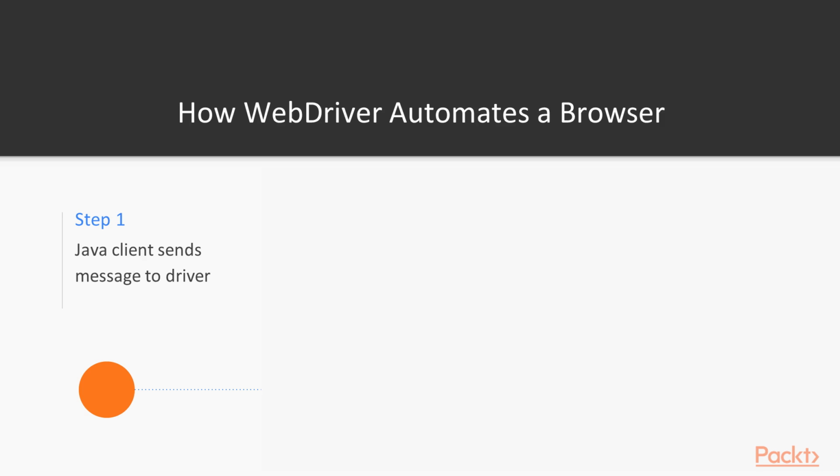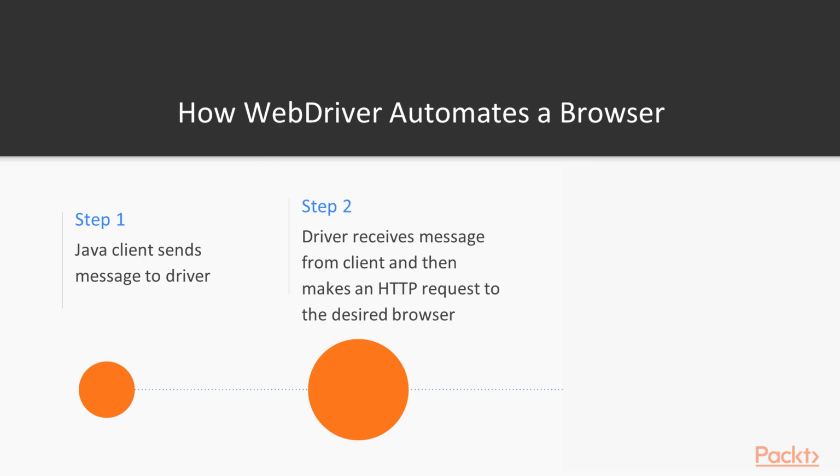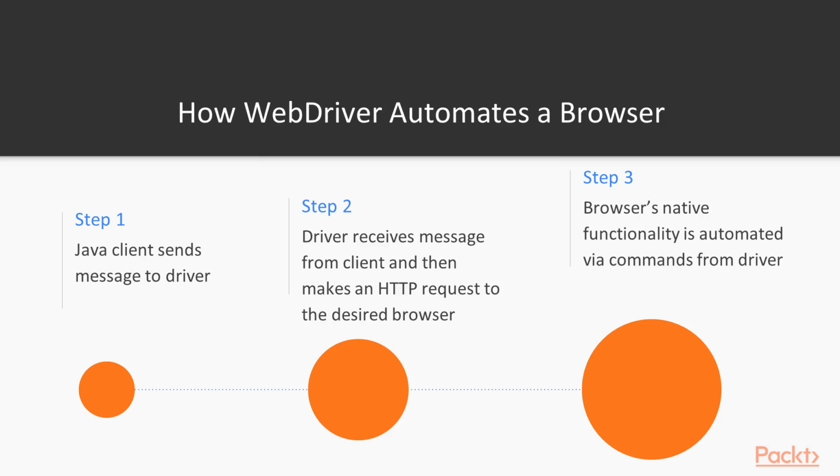So you might be wondering, how does WebDriver automate a browser? Well, it's really just a simple three-step process. Step 1, the Java client sends a message to the driver. In step 2, the driver receives a message from the client and then makes an HTTP request to the desired browser. And then step 3, the browser's native functionality is automated via commands from the driver.